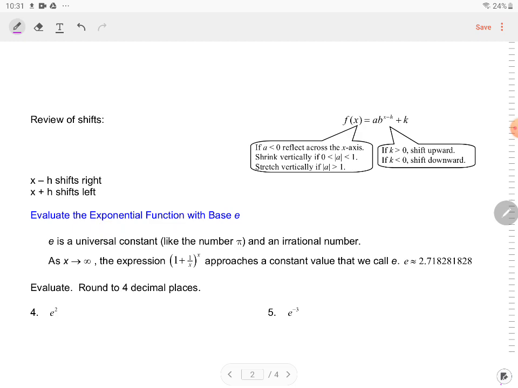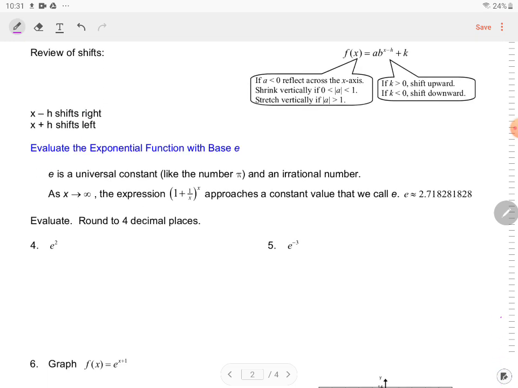If a is less than 0, it reflects across the x-axis. If the absolute value of a is between 0 and 1, it vertically shrinks. If the absolute value of a is greater than 1, it's a vertical stretch. And then the k value here is positive is up, negative is down. And if you notice the notes over here, I wrote x minus h shifts right. X plus h shifts to the left. It's opposite what we think.